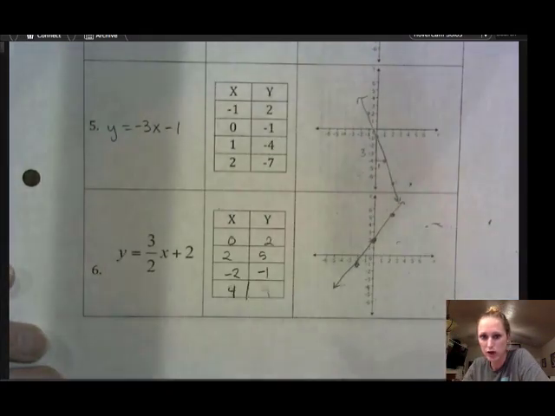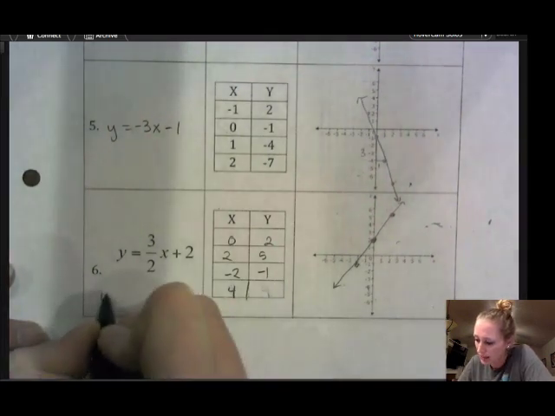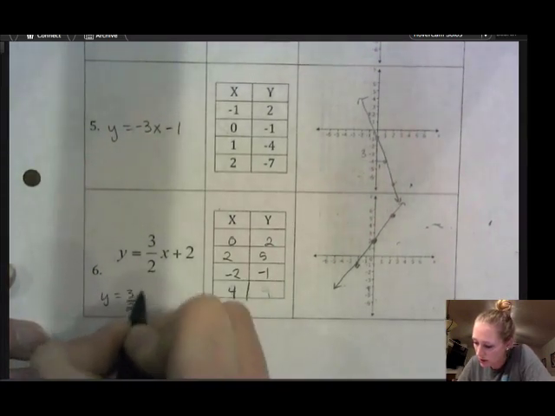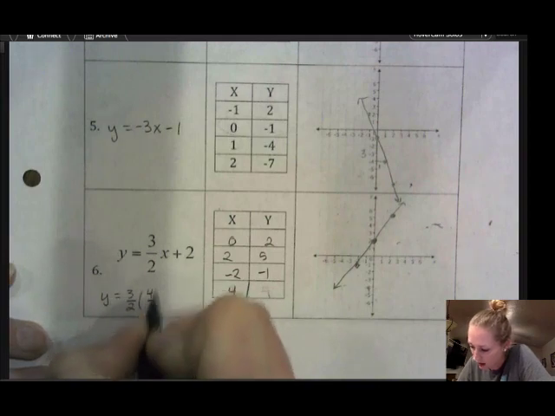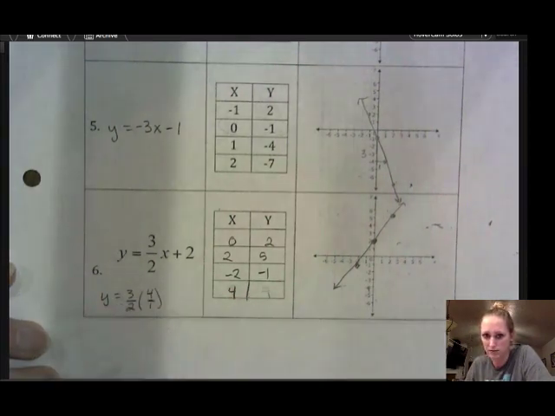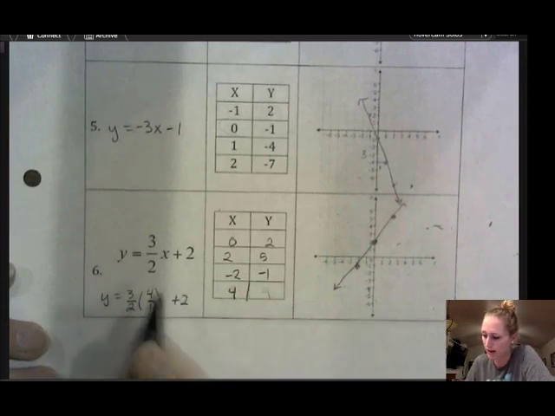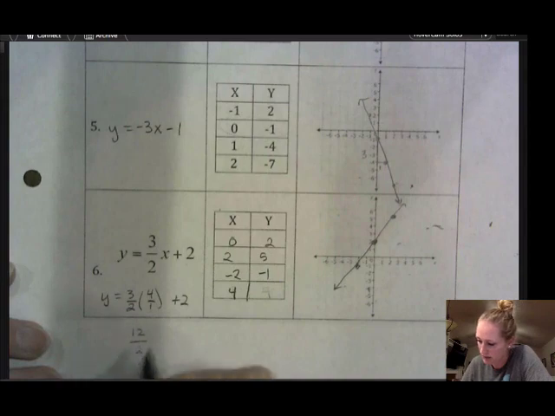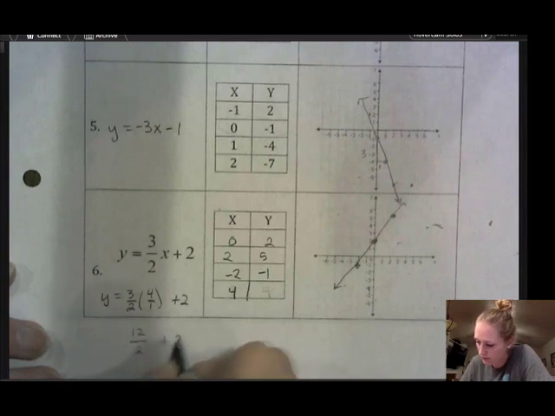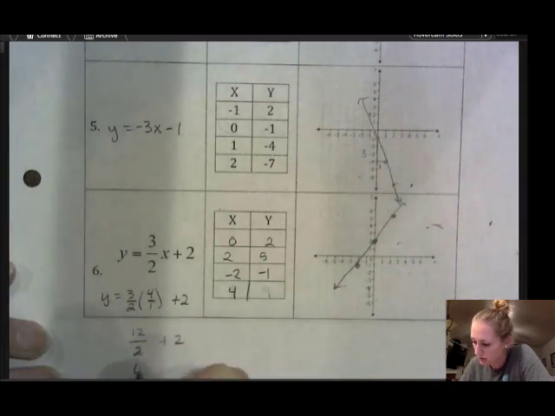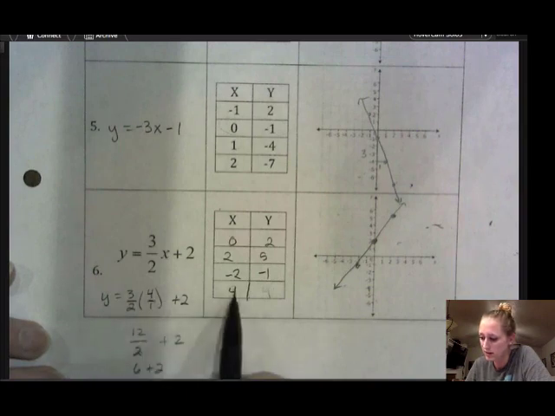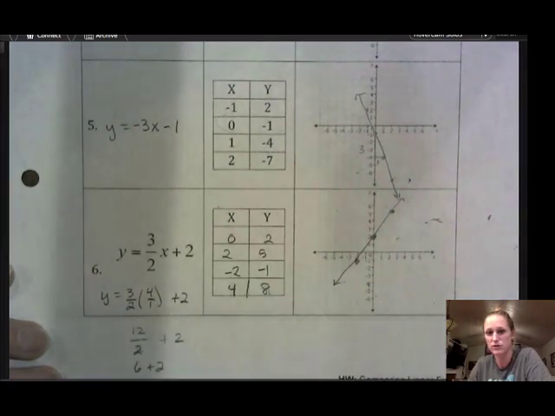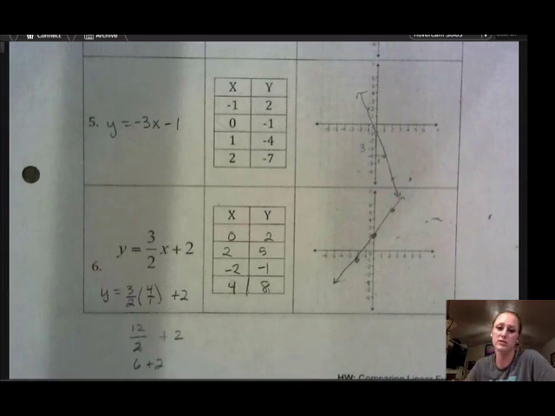So we did this when we were graphing from a table. I'm just going to plug in 4, and I'm going to write it as 4 over 1, so that I can multiply with my fractions there. And then we just simplify. So 3 times 4 is 12, 2 times 1 is 2, and then 12 divided by 2 is 6. So I get 6 plus 2 is 8. So when I plugged in 4 for x, I got out 8. So that would be another way to find points to fill the table.